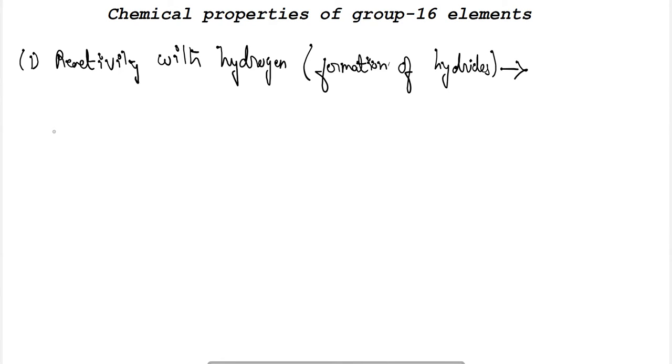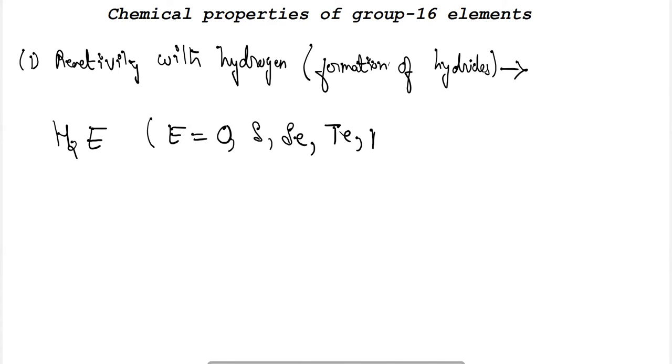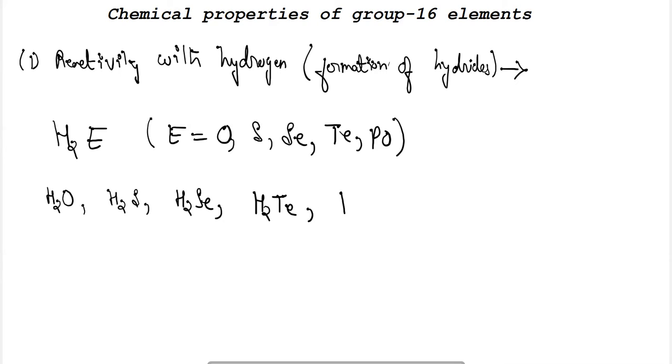So here we will see that the general formula for the hydrides of group 16 elements is H2E, where E can be oxygen, sulfur, selenium, tellurium and polonium. So generally the compounds formed here are H2O, H2S, H2Se, H2Te and H2Po.